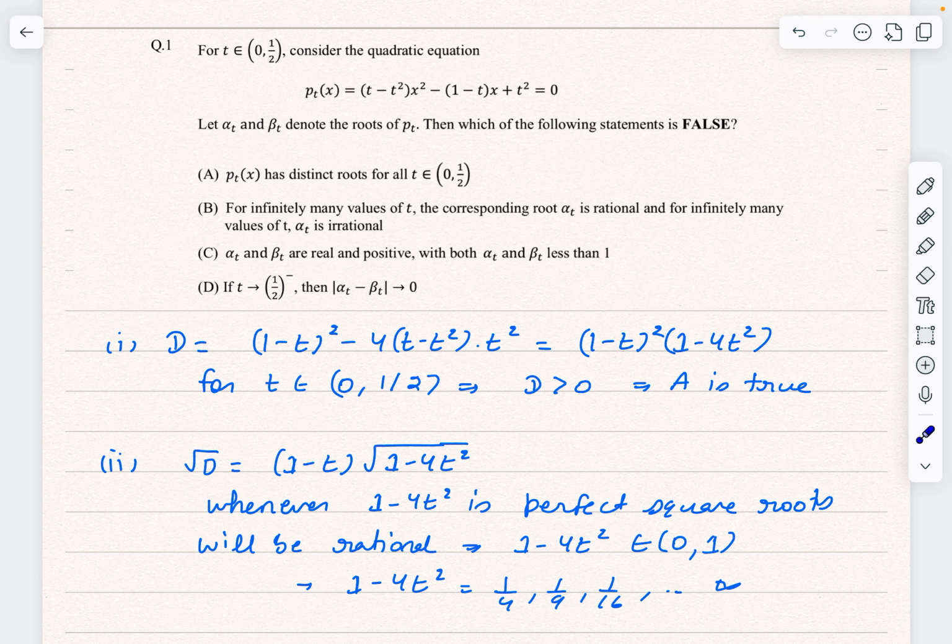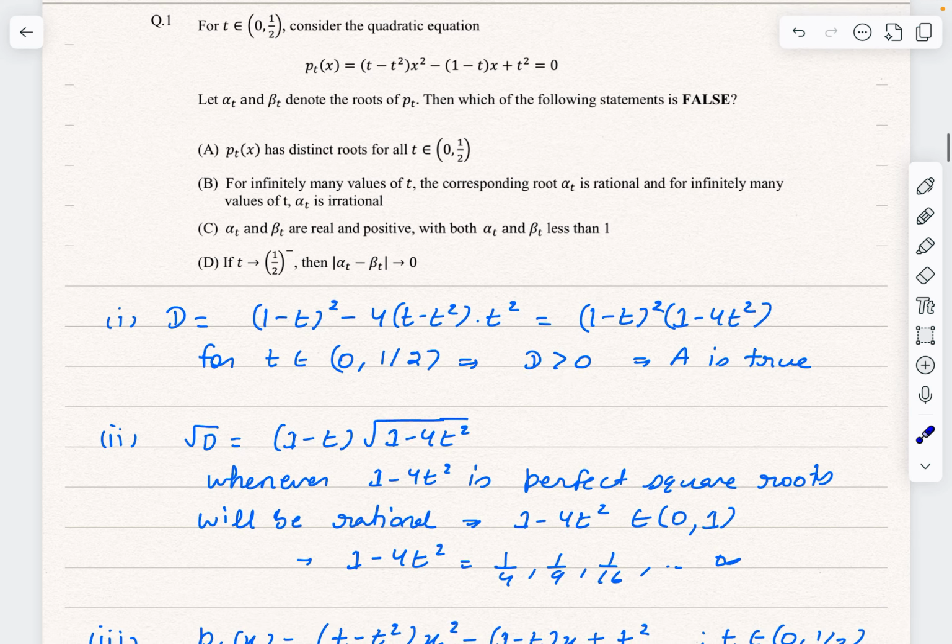First of all, in option A, they're asking if the equation has distinct roots in this interval. So how do we check that? You just find the value of the discriminant D, which is just b² − 4ac. When you simplify it, it will come out to be (1 − t)²(1 − 4t²). You see, this (1 − t)² will always be positive, and from 0 to 1/2, 1 − 4t² will also be positive. So the discriminant is greater than 0, so A will be true.